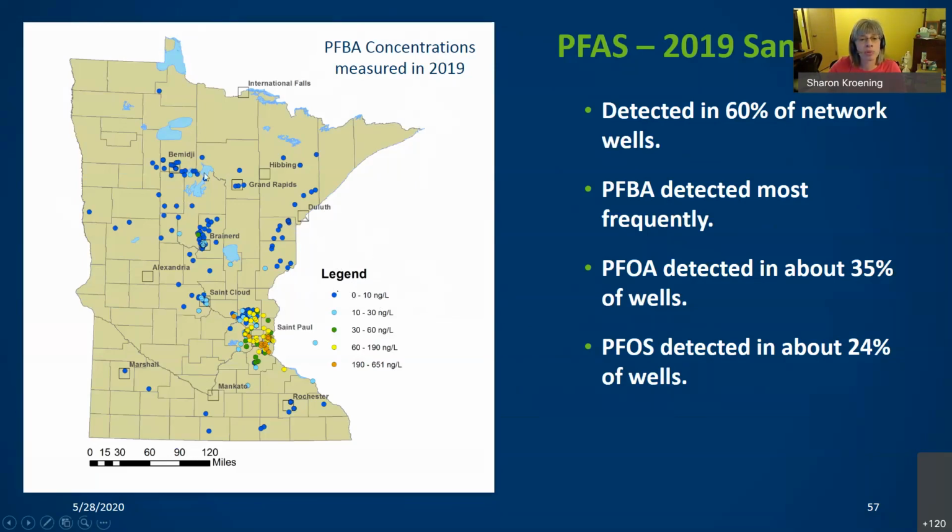The dark blue dots show places where PFBA was either not detected or less than 10 nanograms per liter. And the orange dots show the highest concentrations in the ambient groundwater, which range anywhere from 190 to 651 nanograms per liter. We did detect in the ambient groundwater a couple of chemicals that many of you are very familiar with, PFOA. We found that in 35% of the wells that we tested. We found PFOS in about 24% of the tested wells.